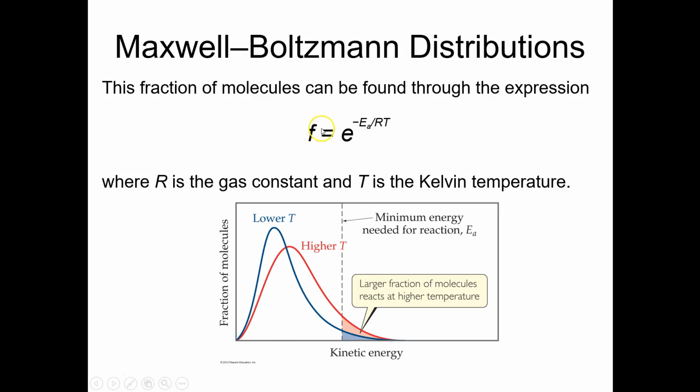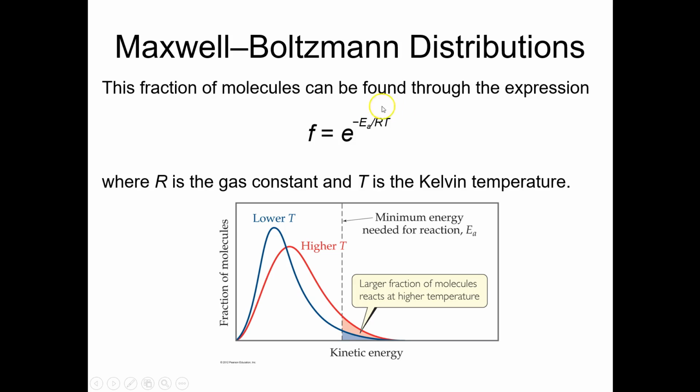We can actually come up with a mathematical treatment of what fraction of molecules have energy above the activation energy barrier. So f, the fraction of molecules with that energy, is e, that is the base. Remember, e is the base for a natural logarithm. It's like 2.72, I can't remember exactly, to the power of negative Ea over RT, where R is the gas constant and T is the temperature in kelvins.